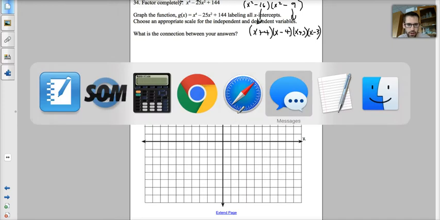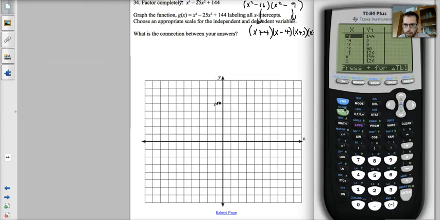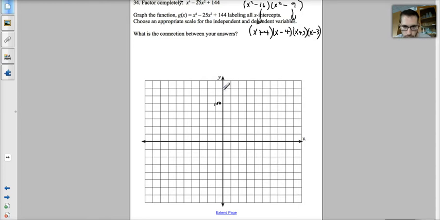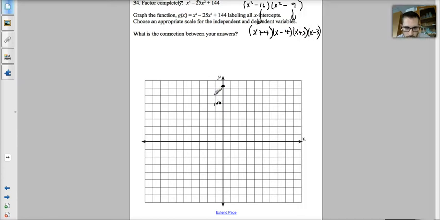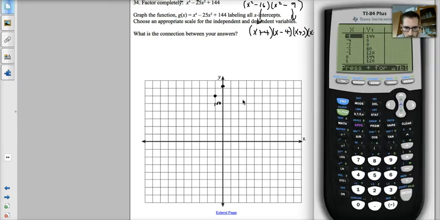So if I go into my calculator here, I have the point (0, 144), right? So my y-intercept is right here. Then around that I want to graph the points of interest, right? So -1 is at 120. So that would be right here.